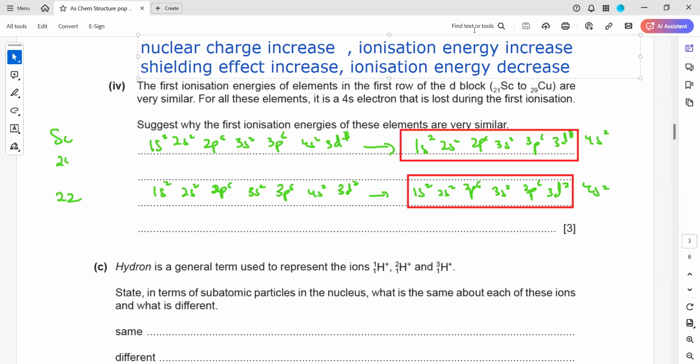So the nuclear charge is increasing, and as a result, ionization energy increases. But the shielding effect is increasing, so ionization energy is decreasing. So as a result, both of them cancel out the effect of each other. That's why the first ionization energy of the transition elements from scandium till copper is the same or similar.